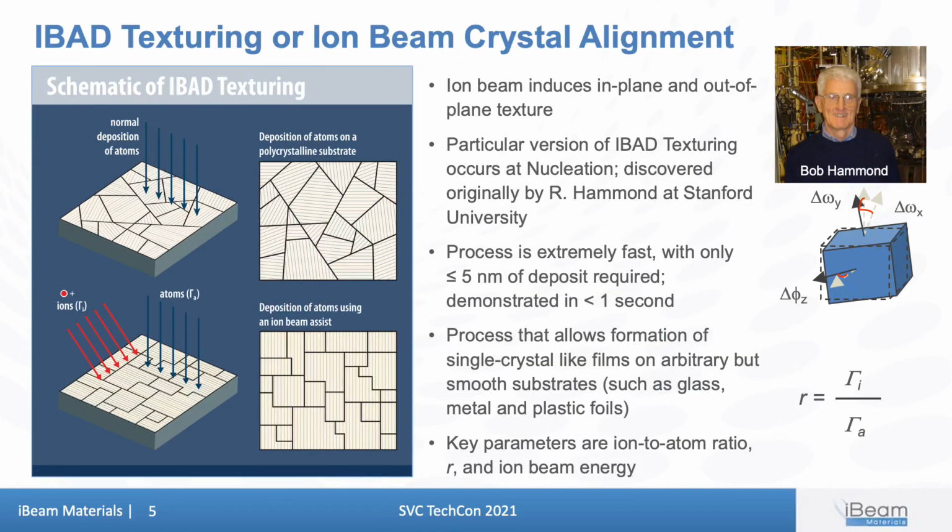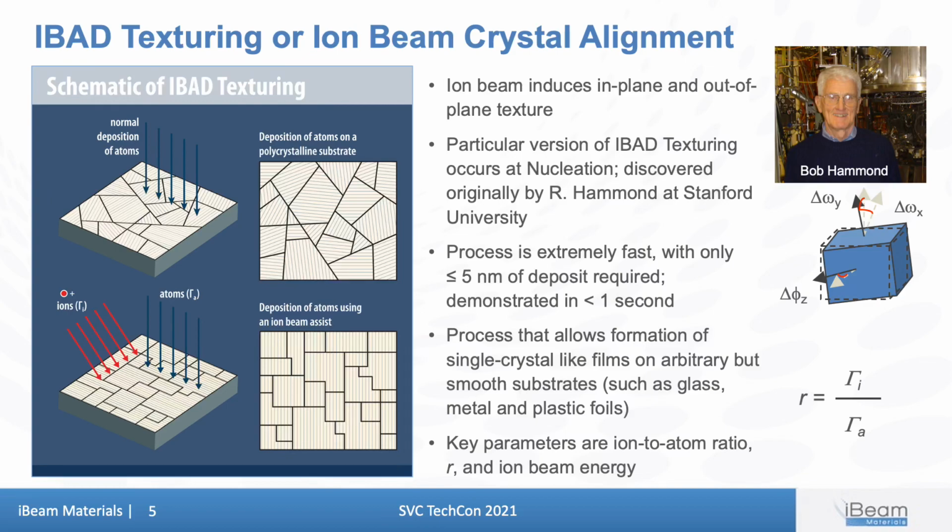IBAD texturing, or crystal alignment, induces texture in the film during deposition. The schematic on the upper left shows what happens when one deposits a material on a polycrystalline or amorphous substrate. One typically gets randomly oriented grains or a polycrystalline film. On the bottom we see what happens under very specific conditions if one has an ion beam during deposition, which is off-axis. One can get in-plane and out-of-plane, or biaxial, crystal alignment in the film.